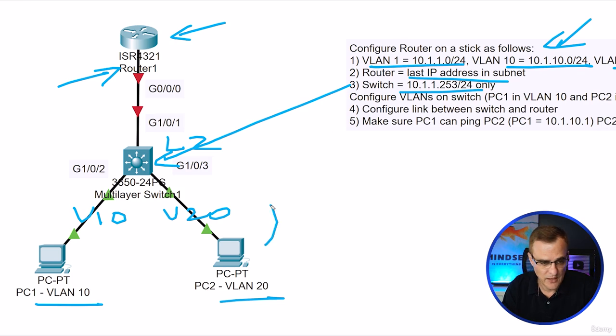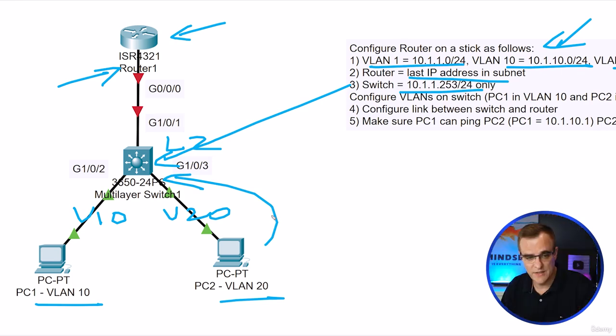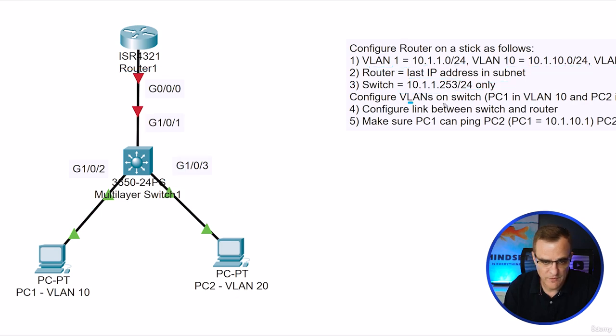In other words, you could telnet or SSH to the switch from one of the PCs and manage the switch, but it's not going to do any of the inter-VLAN routing. That's going to be done by this router here. You need to configure the VLANs on the switch. Once again, VLAN 10 over here, VLAN 20 over here.